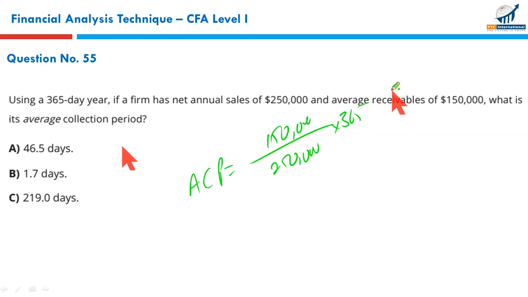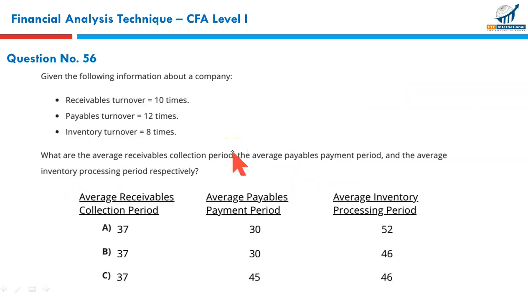So you have a mixture of tough and easy questions. It's a mixture. 219.0. Perfect. C is the right answer. C it is. Again, many questions like these, maybe 4 to 5 questions like these we have done so far. Given the numbers, what are the average receivables collection period, average payable payment period, average inventory processing period? It's a simple division with 365. 365 by 10, 365 by 12, 365 by 8. You just have to simplify these and you will get your result.